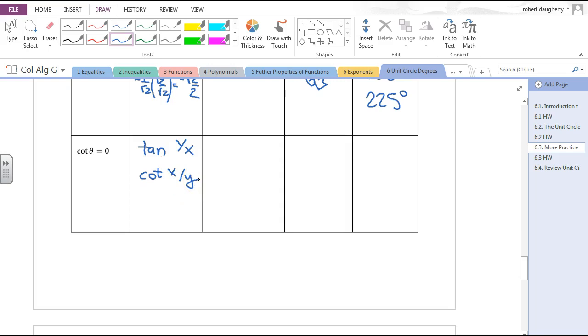So, is it possible that x over y is equal to 0? What would have to be true if x divided by y is 0? What would have to be 0 to make that true? Not the same. If they're the same number, that's 1. The top has to be 0. If x is 0, this would be 0. Is there any place on the unit circle that x is equal to 0? 90 and 270. Okay? So this answer is 90 degrees and 270 degrees.